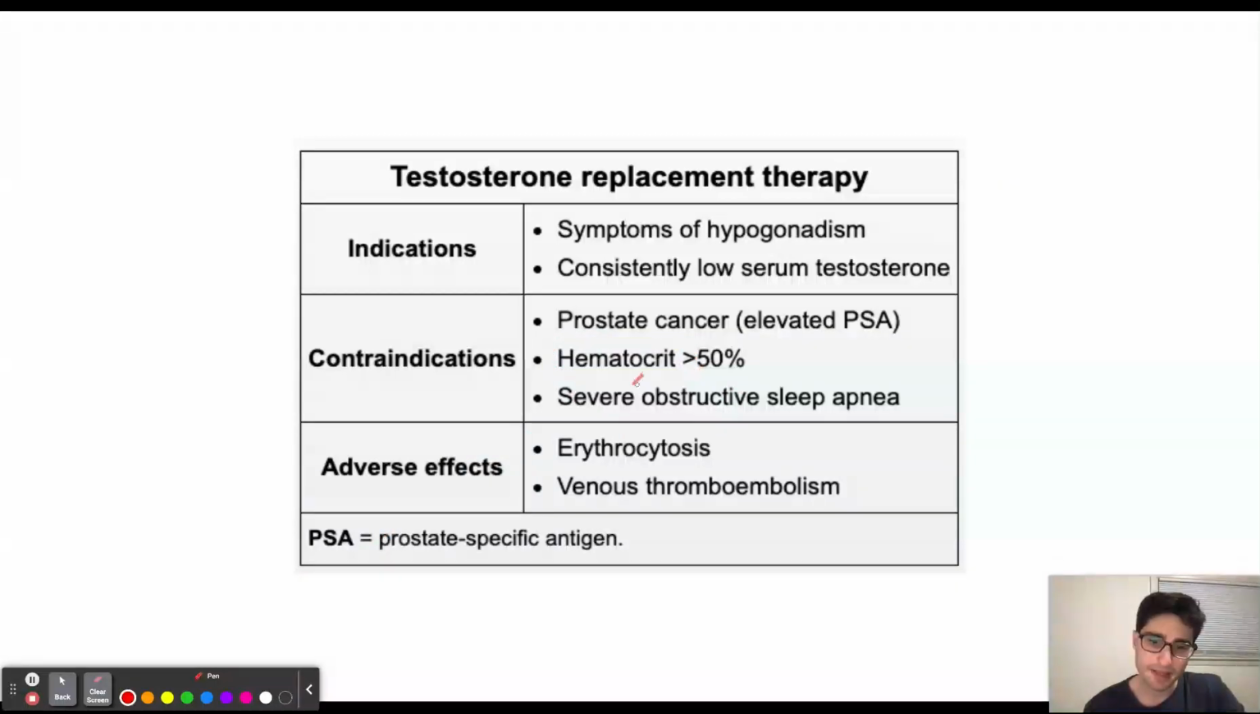Now, this therapy is contraindicated in patients who have severe obstructive sleep apnea. The reason for this is because in these patients, there's a blockage in the upper airway, and testosterone replacement therapy can increase upper airway resistance and can also increase weight gain, and this can further exacerbate the sleep apnea.